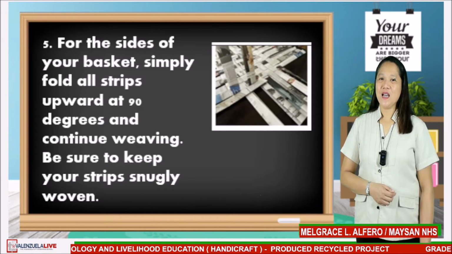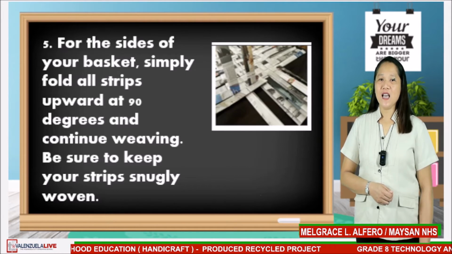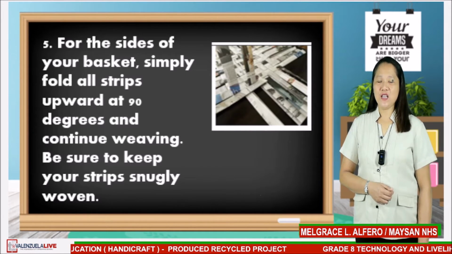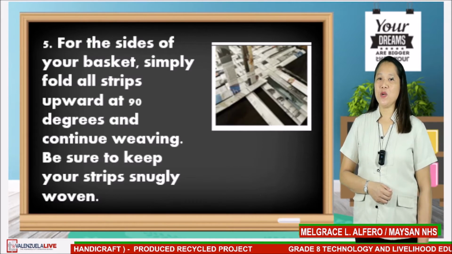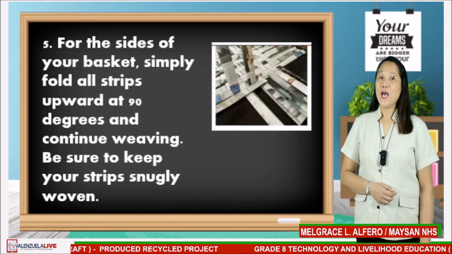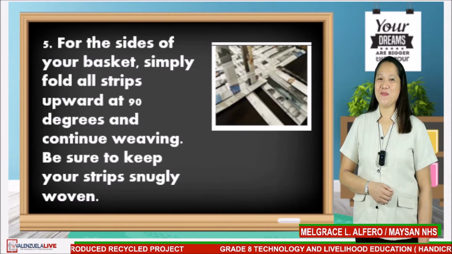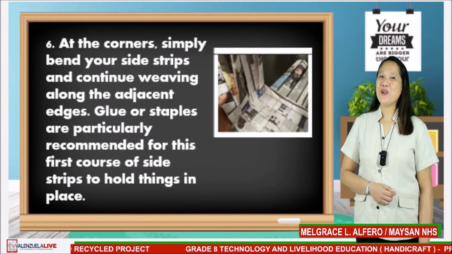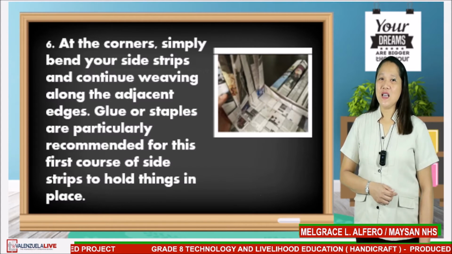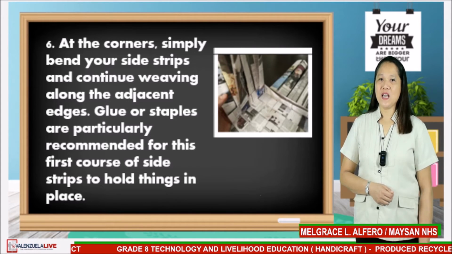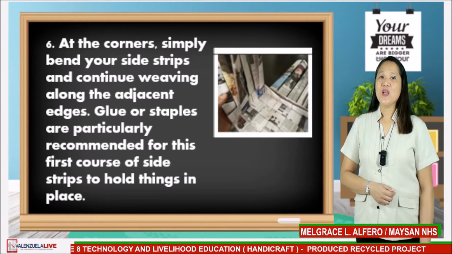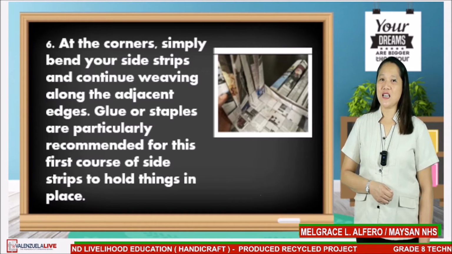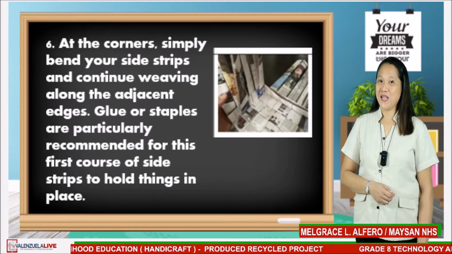Number 5, for the sides of your basket, simply fold strips upward at 90 degrees and continue weaving. Be sure to keep your strips snugly woven. Patience is your friend at this point. Number 6, at the corners, simply bend your side strips and continue weaving along the adjacent edges. Glue or staples are particularly recommended for this first course of side strips to hold things in place.